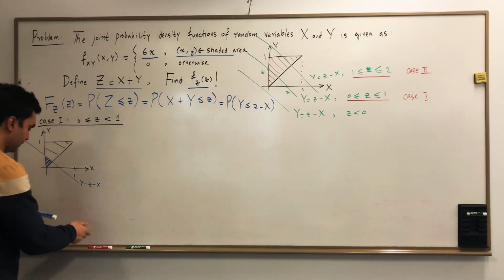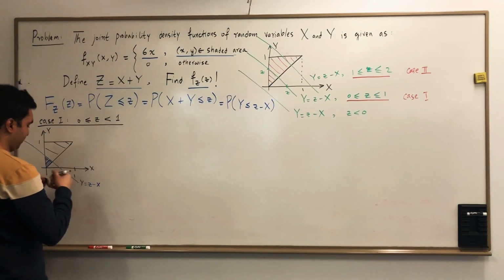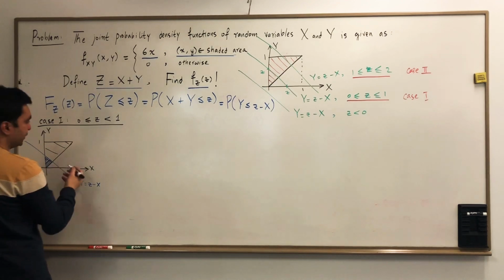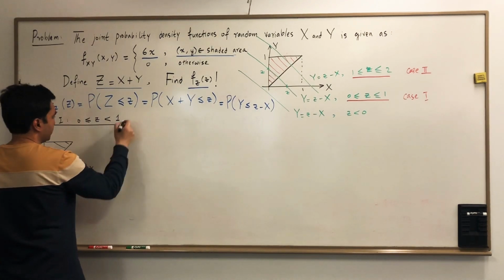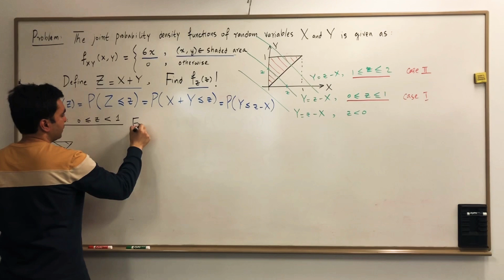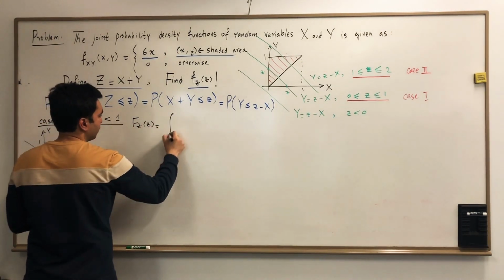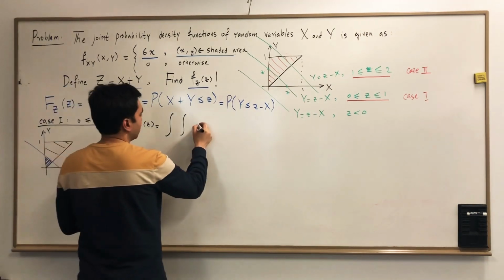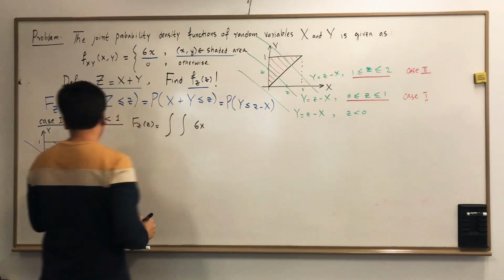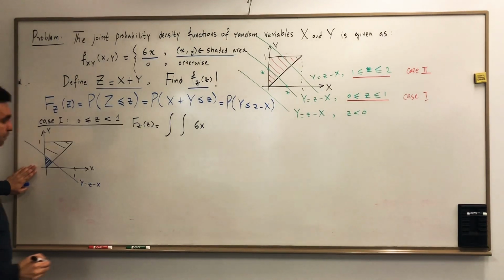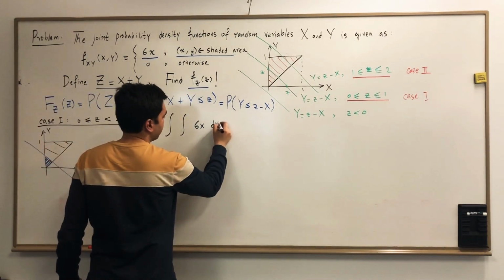So what this means is we need to integrate the density over this shaded region. So for this case, F_Z(z) will be the integral of the density. The density in this case is 6x. Integrating over this region, it's easier to do dy first and then dx.